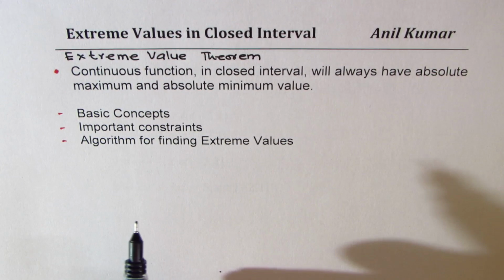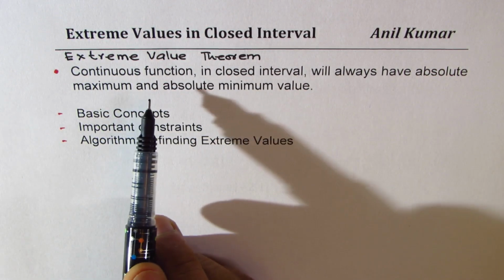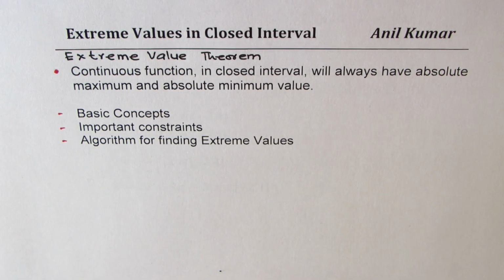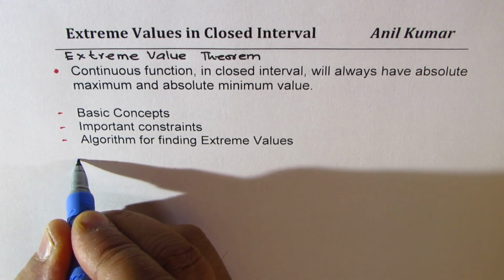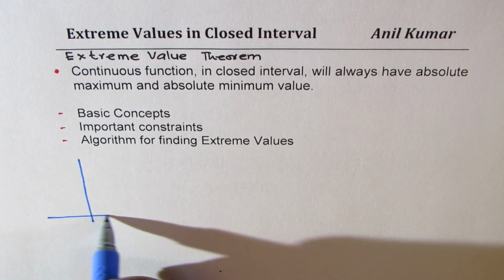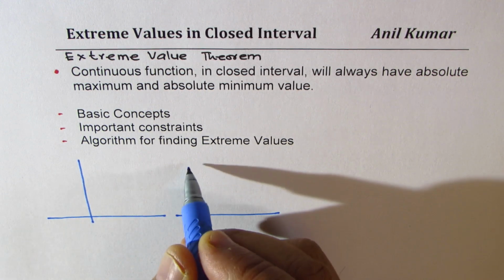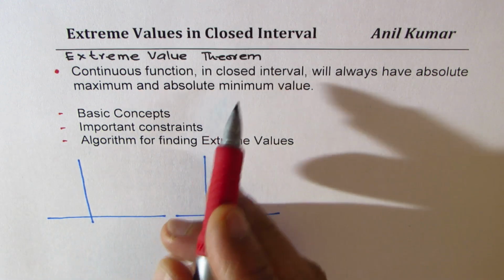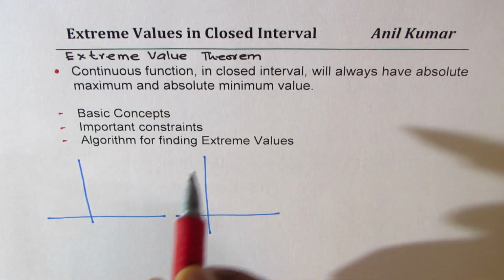So the theorem states that if we have a continuous function in a closed interval, it will always have absolute maximum and absolute minimum values. Let's try to understand it. So let me sketch a few graphs to illustrate. Let us say the interval is from A to B. So we'll take a closed interval.